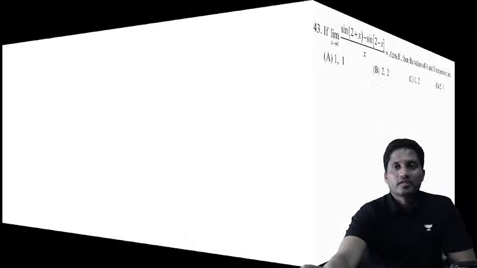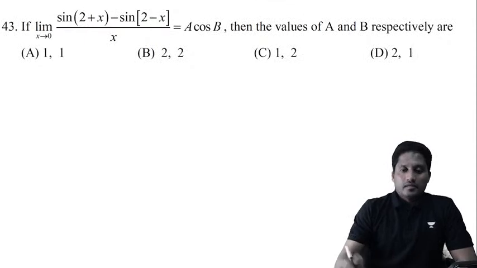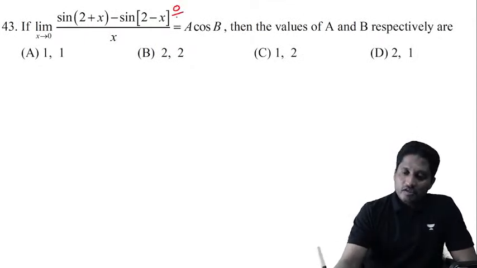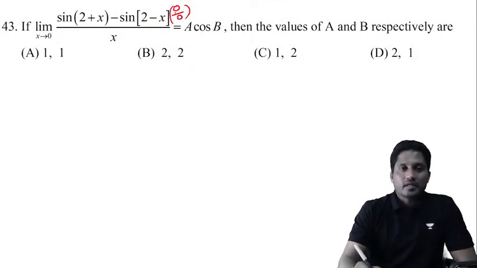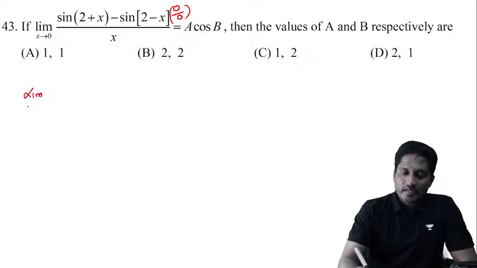Right, question number 43. If x tends to 0, you get 0 by 0 form. So we have to use L'Hopital's rule. That is, differentiate the numerator and denominator separately. Differentiation of sin x is cos x. This is cos of 2 plus x. Differentiation of 2 plus x is 1. Differentiation of cos x, sin x is cos of 2 minus x. Coefficient of x is minus 1.